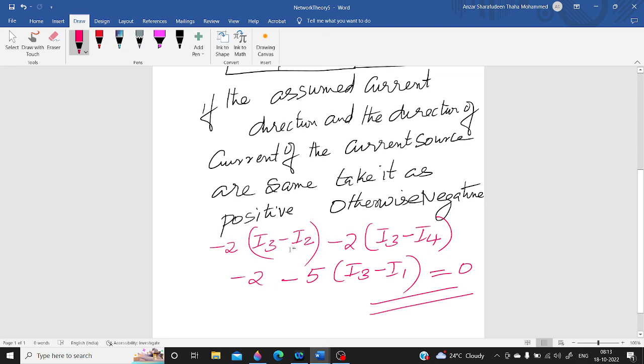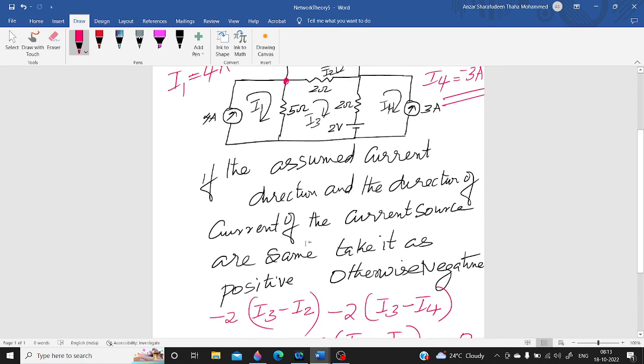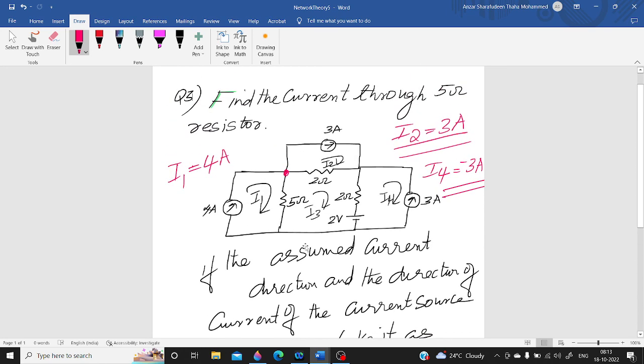So I hope these problems are clear to you, and these are the various cases that you may come across while solving a network using Kirchhoff's voltage law. I hope you have understood these problems. Okay, thank you.